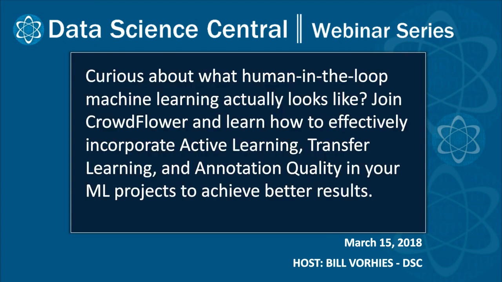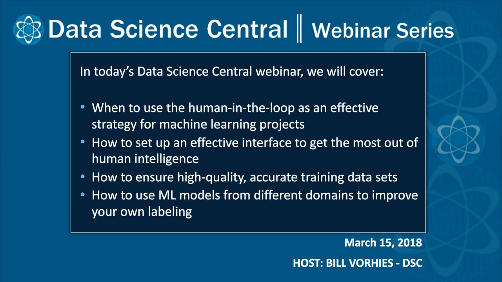Curious about what human-in-the-loop machine learning actually looks like? Join CrowdFlower and learn how to effectively incorporate active learning, transfer learning, and annotation quality in your machine learning projects to achieve better results. In today's Data Science Central webinar, we'll cover when to use human-in-the-loop as an effective strategy for machine learning projects, how to set up an effective interface to get the most out of human intelligence, how to ensure high-quality, accurate training data sets, and how to use machine learning models from different domains to improve your own labeling.